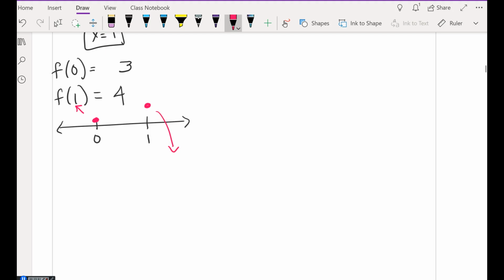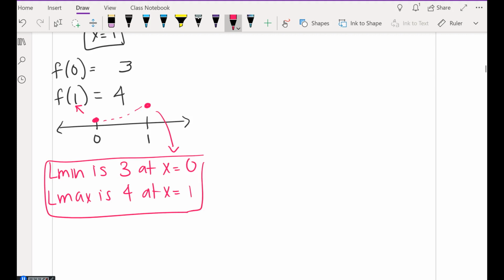Okay, so I have to connect this from here to here. Can we conclude something? The first dot, is that L min or L max? L min is 3 at x equals 0. The second is L max, which is 4 at x equals 1.